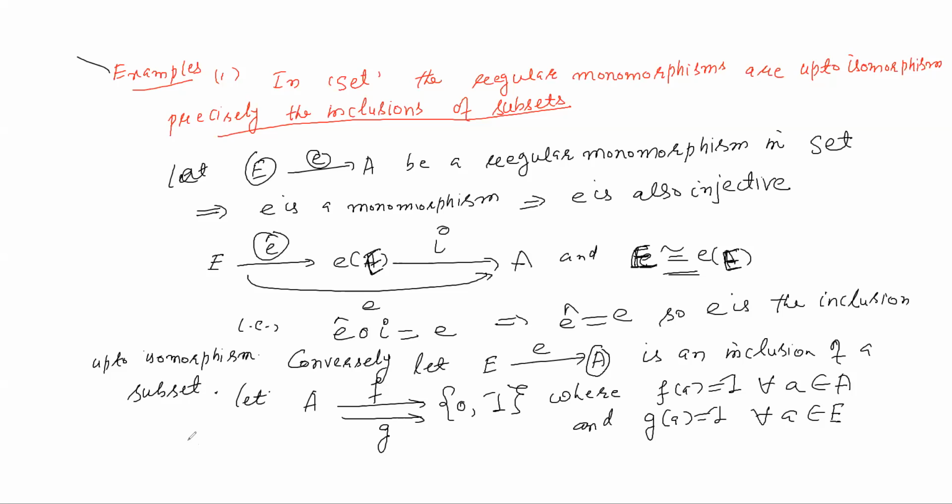Then we have, clearly, F composition e is G composition e. Now draw this diagram. From E to A, you have this e, and from here to this set {0,1}, you have two morphisms F and G that we just defined. So first thing we have seen is that in the definition of equalizer, the first condition is satisfied.